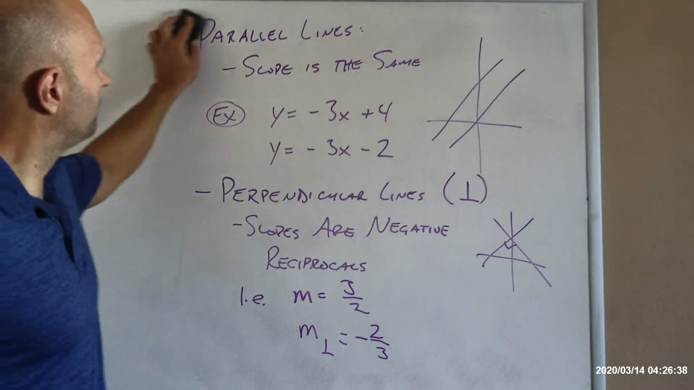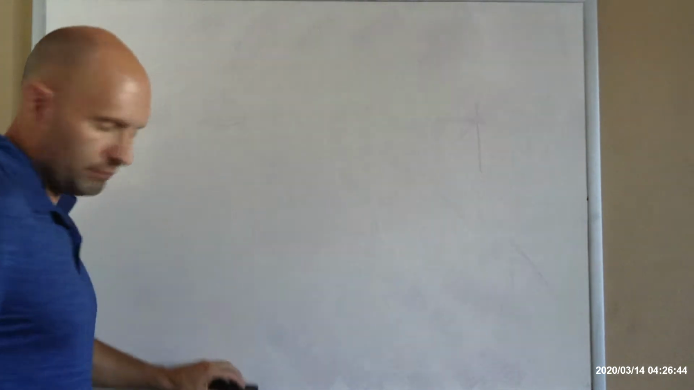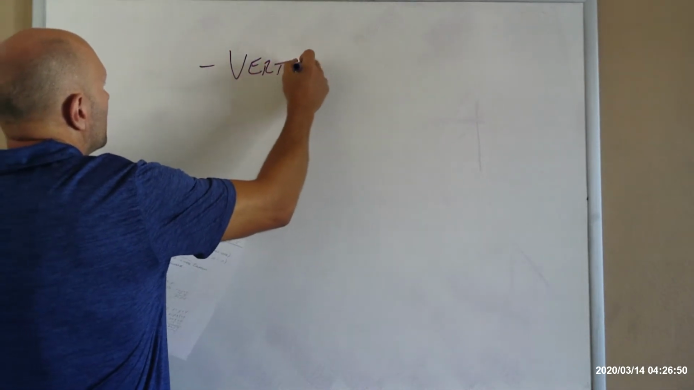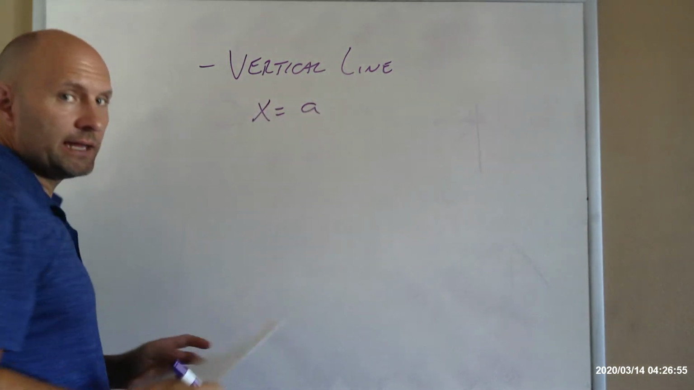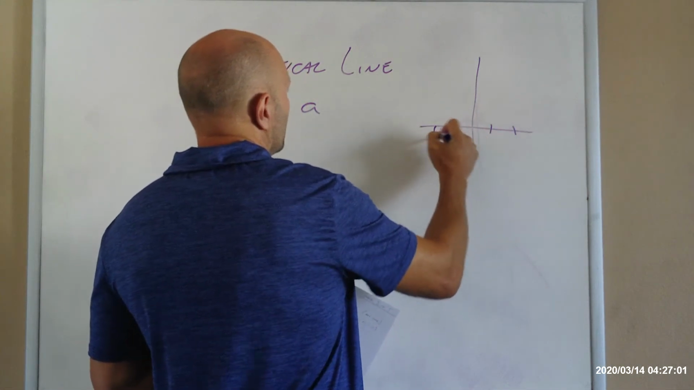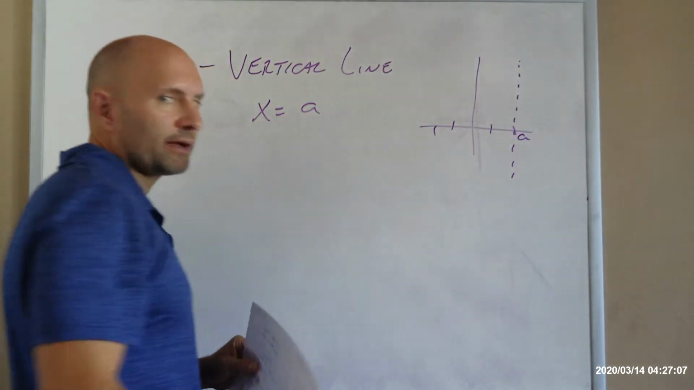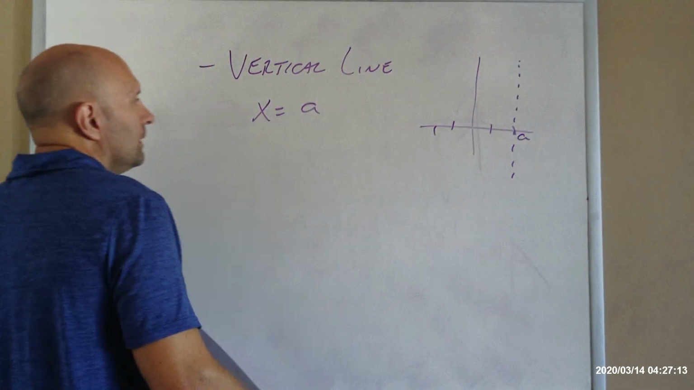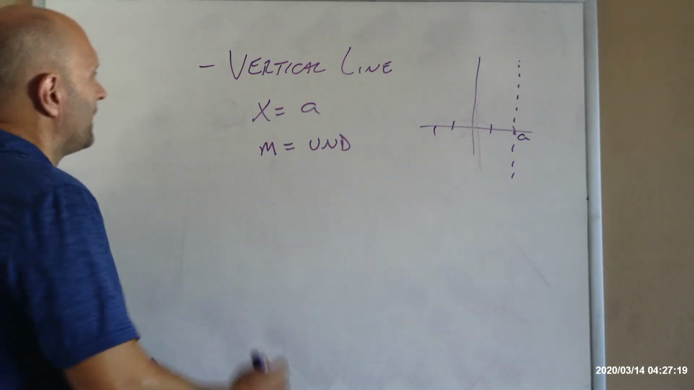And the last thing I'll try to fit in here before my battery dies on me, sorry about that, is vertical and horizontal lines. A vertical line has the equation x is equal to a. So if I'm at my graph, a vertical line is just whatever this point here where it's going through the x-axis, that's the equation. X is always equal to a. And our slope for this is undefined. So a vertical line has a slope undefined.